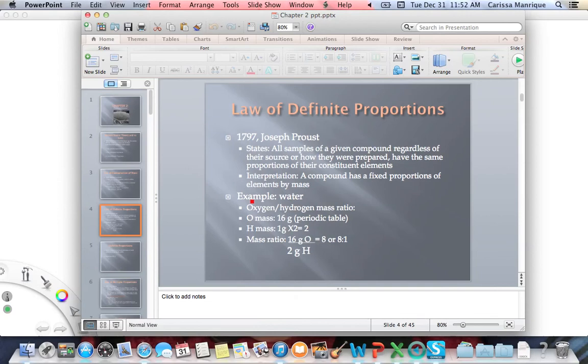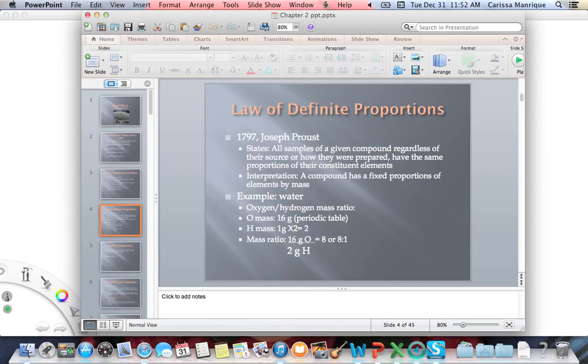Let's look at water again. So let's look at the ratio of oxygen to hydrogen, their mass ratio, okay? Oxygen weighs 16 grams from the periodic table, and hydrogen weighs 1 gram, but in water we have 2 of those, so it weighs 2 total. So 1 times 2, since we have 2 hydrogens in water.